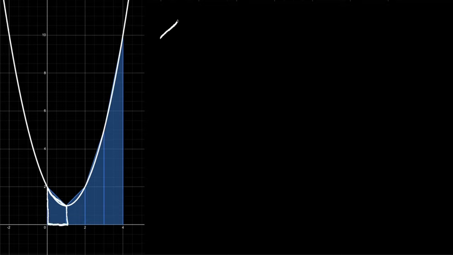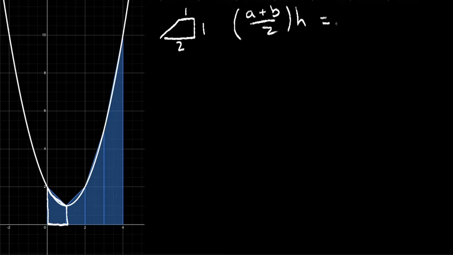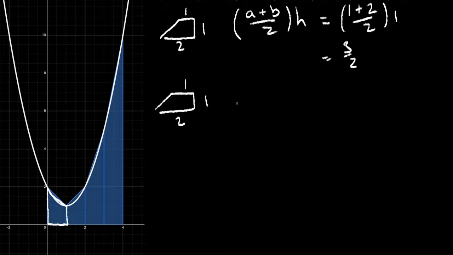So this first trapezium here has a base of 2, and the top is 1, and the height is 1. To calculate the area of a trapezium, we do (a plus b) over 2 times h, which in this case is (1 plus 2) over 2 times 1, which gives us 3 over 2. The second trapezium is exactly the same, so that's also 3 over 2.